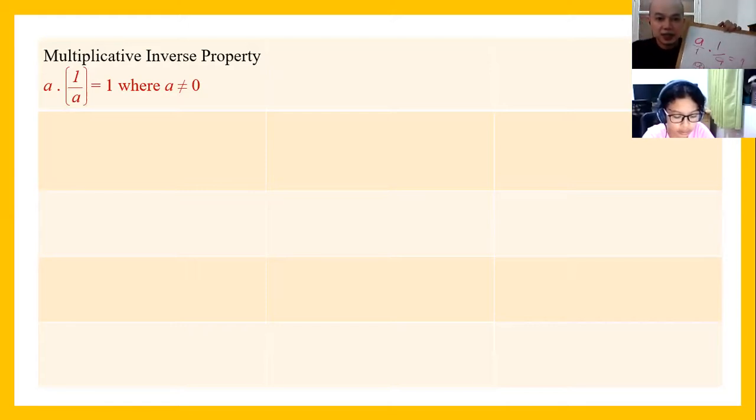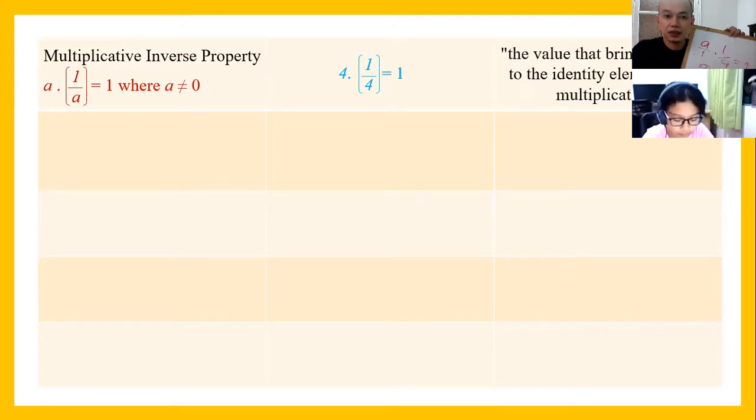All right, let's have an example here. The example is number 4. 4 times 1 over 4 is equal to 1. That is the multiplicative inverse property. All right, now the value that brings you back to the identity element under multiplication. Not very understandable, but I think you understood already, right, Kristel? You understood? Yes. Let's go to the next property.